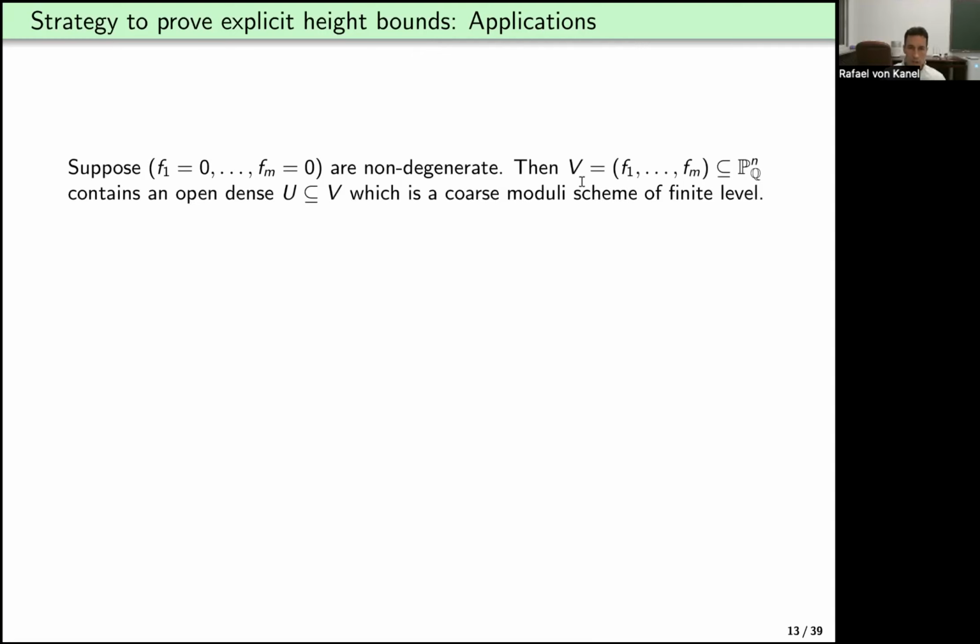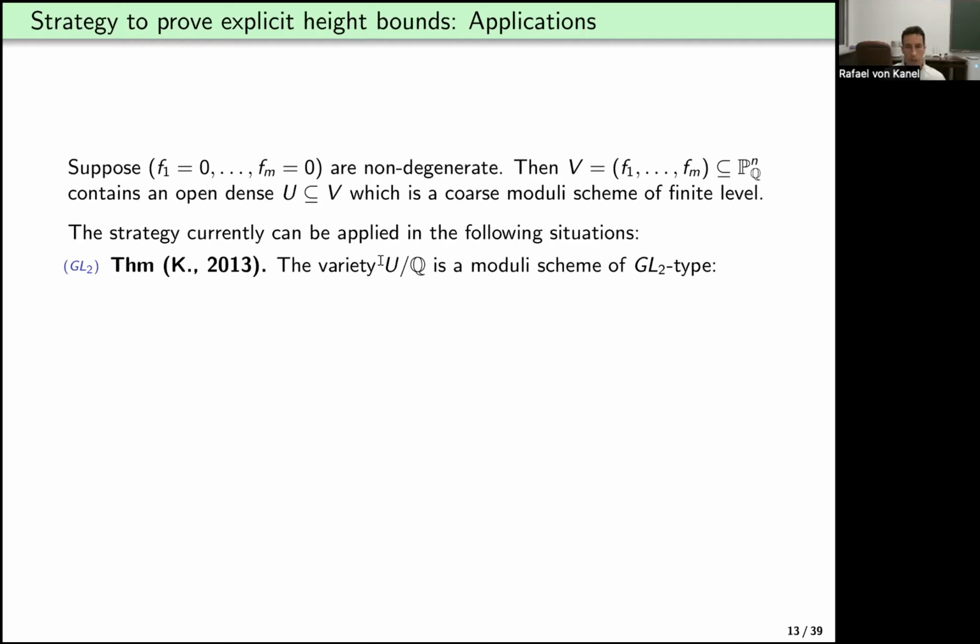Now, next, I would like to discuss some applications, in which situations one can actually use this strategy to prove explicit height bounds. Again, I assume F1 to Fm are non-degenerate Diophantine equations. Then this variety V contains an open dense U, which is a coarse moduli scheme of finite level. And then the strategy currently can be applied in the following situations. The first situation is when this U over Q is a so-called moduli scheme of GL2 type. This just means that the abelian varieties parametrized by U are all of GL2 type.